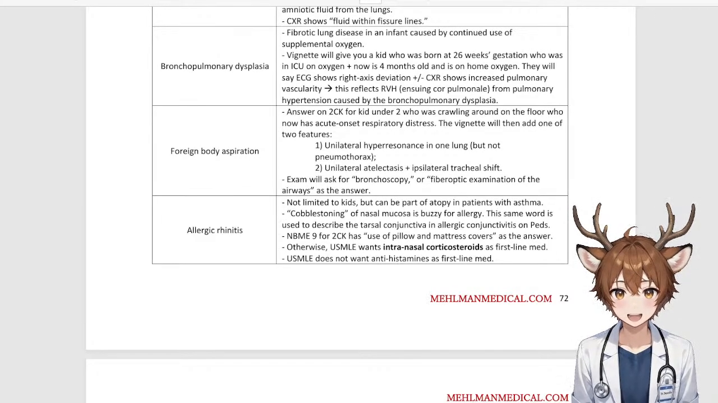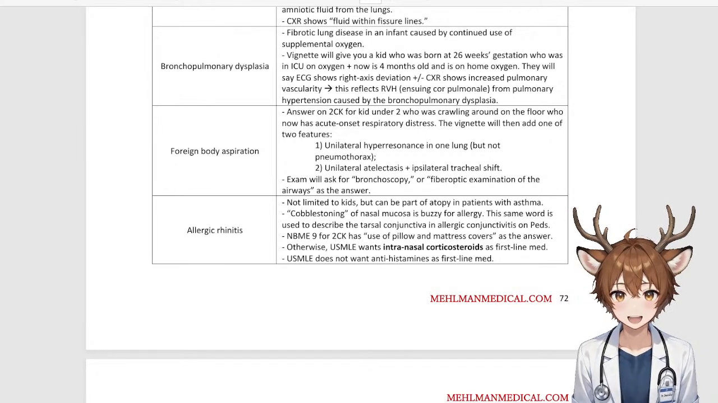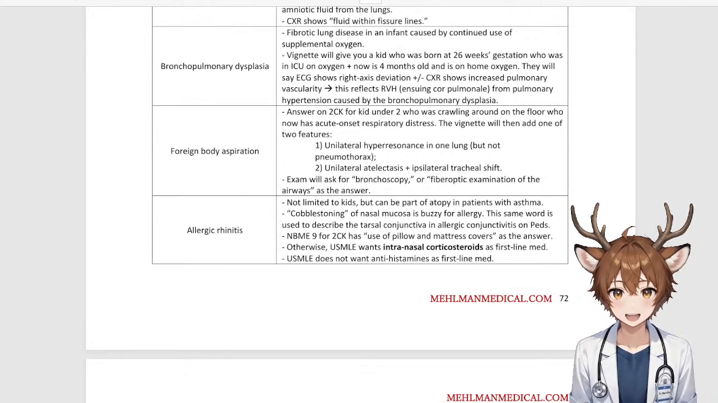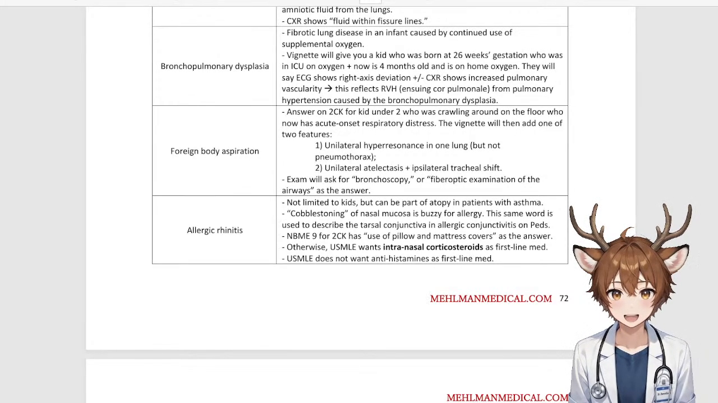They will say the EKG shows right axis deviation, plus or minus chest X-ray shows increased pulmonary vascularity. This reflects the RVH, right ventricular hypertrophy, ensuing cor pulmonale from pulmonary hypertension caused by the bronchopulmonary dysplasia.